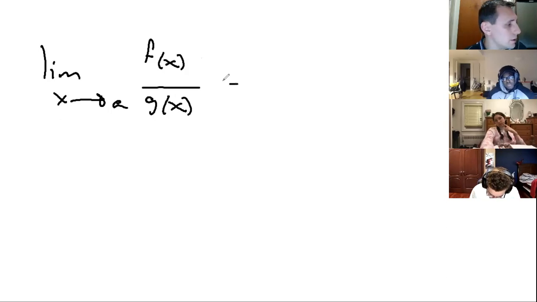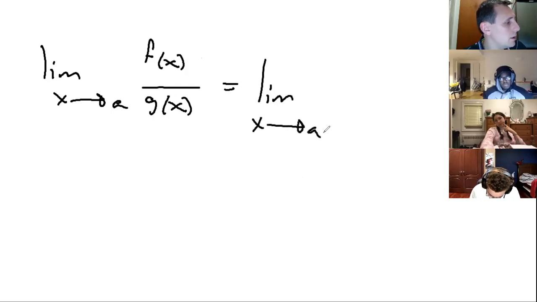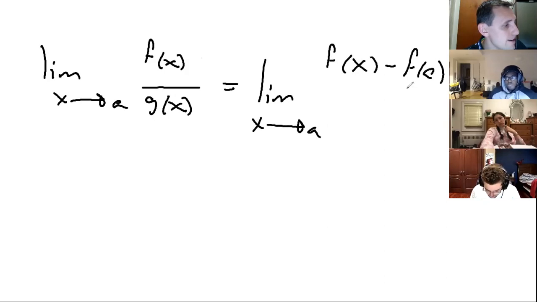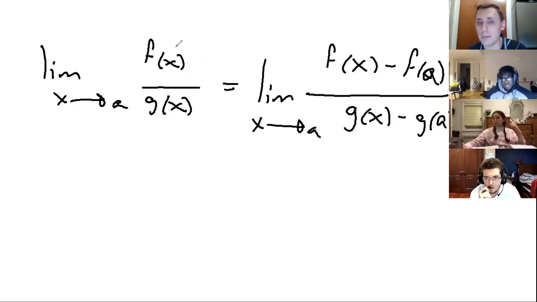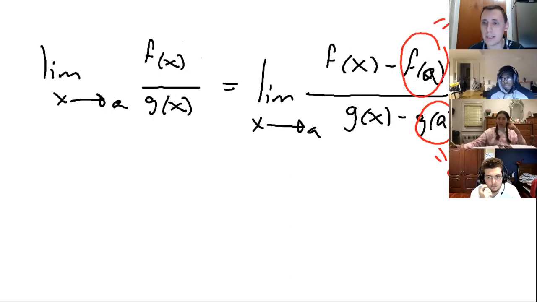So in particular, this thing is the limit as x goes to a, and here you can write f of x minus f of a divided by g of x minus g of a. You understand why? Because I'm just subtracting 0. By assumption, the numerator approaches 0, the denominator approaches 0 when I do that. So this thing is 0, and this thing is 0. I haven't changed my expression.